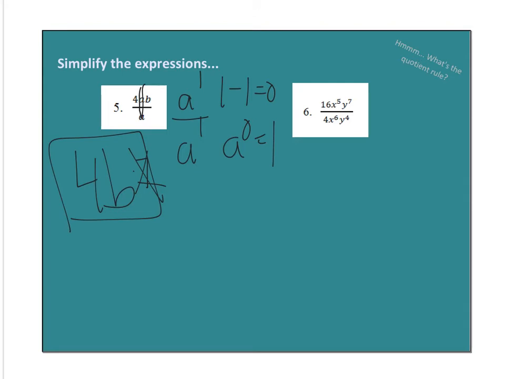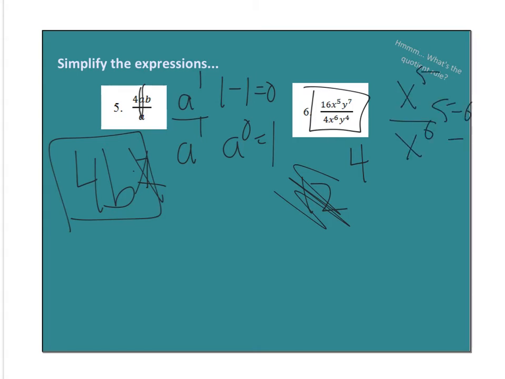For number 6, divide the number. I don't know how many people would look at number 6 and somehow get 12 in the answer. That's certainly not right. Okay, so 12 isn't right. So divide. 16 divided by 4 is going to be 4. 5 minus 6 for the x's. 5 minus 6 is negative 1.